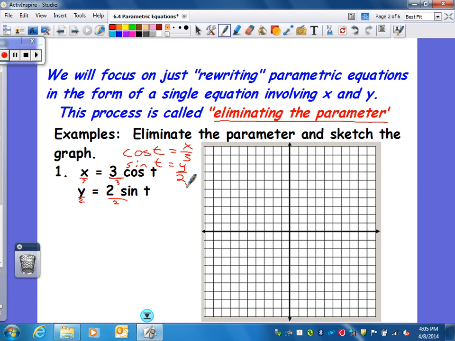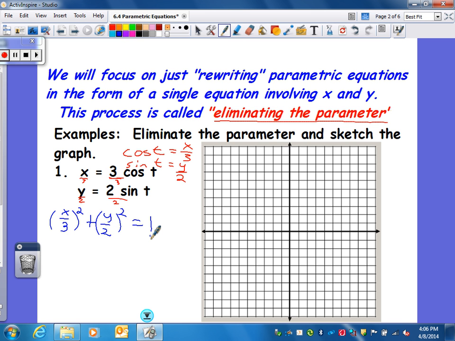Once we're there, we just want to substitute x over 3 for cosine t and y over 2 for sine t into our Pythagorean identity, which is cosine squared plus sine squared equals 1. So we have x over 3 squared plus y over 2 squared equals 1.